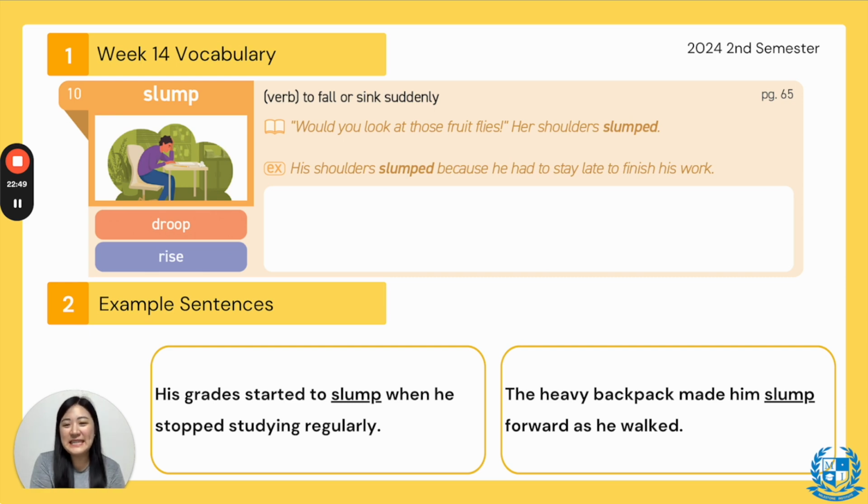Here, it says, his grades started to slump when he stopped studying regularly. So this doesn't just have to be in our shoulders or our posture, but this can also be for grades and other inanimate things. Next one, it says, the heavy backpack made him slump forward as he walked. So I know some of you also have super heavy backpacks, and you're not just going to walk all straight, but some of you slump forward because it's so heavy. Be careful with that.